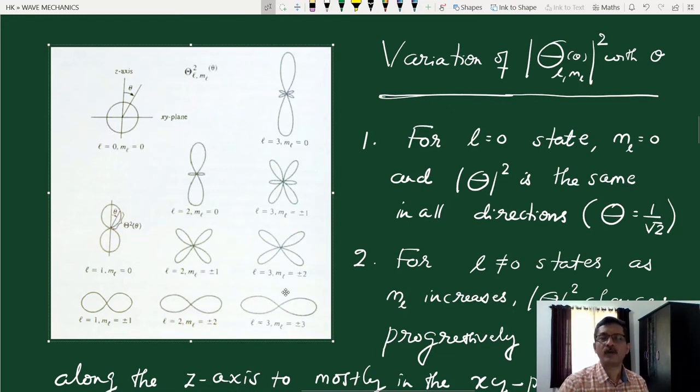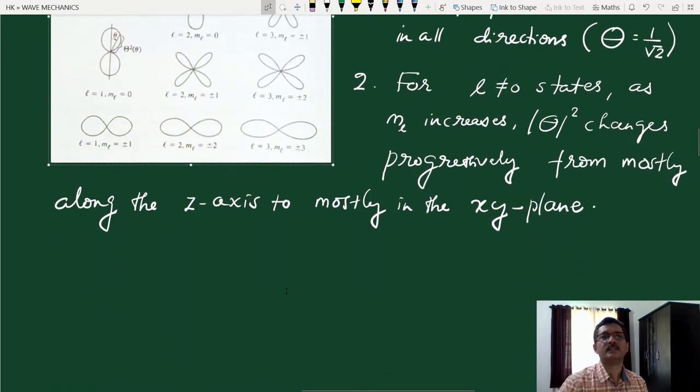So when probability densities are along the xy plane, we can say that the orbits are mostly along the xy plane. Okay, orbits are flattened. When the orbits are mostly along the xy plane, we know that the direction of the orbital angular momentum vector is perpendicular to the plane of the orbit. So in these cases, when ML value is maximum for each L, ML is equal to plus or minus L. In this case, here ML equal plus or minus 2, ML equal plus or minus 3.